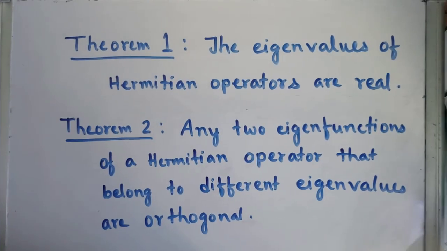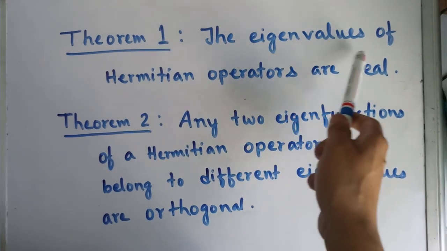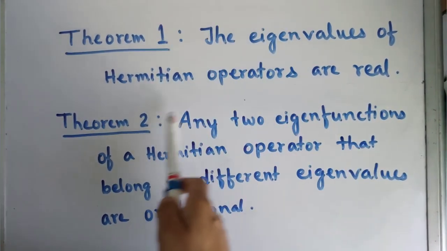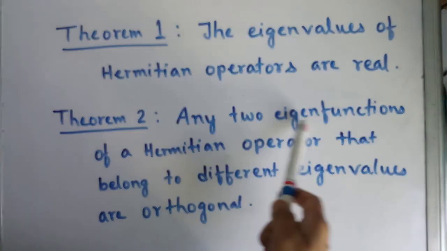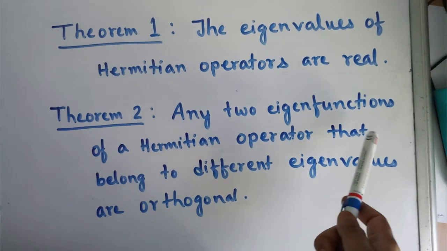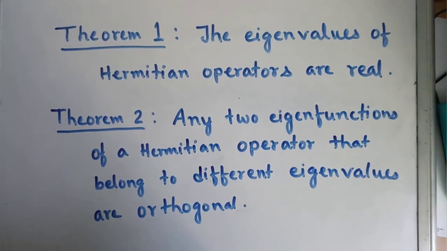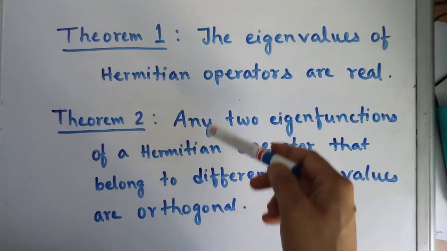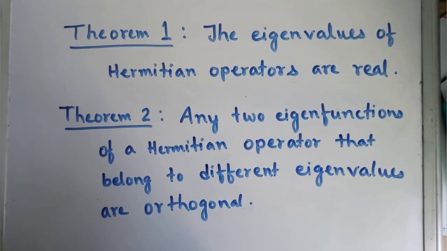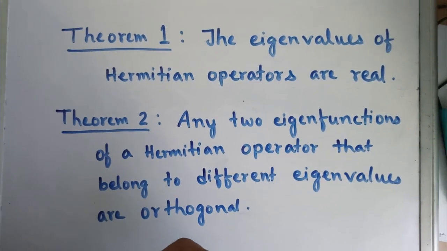So there are two important theorems related to Hermitian operators, which I have shown here. Theorem 1: the eigenvalues of Hermitian operators are real. And the second one: any two eigenfunctions of a Hermitian operator that belong to different eigenvalues are orthogonal. Okay, I think you understand these theorems.